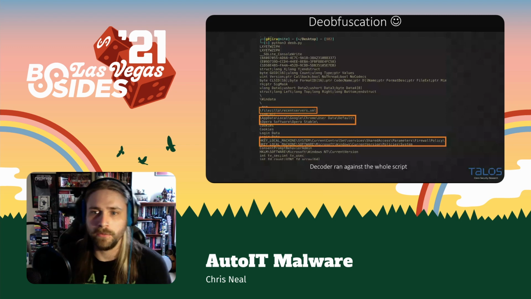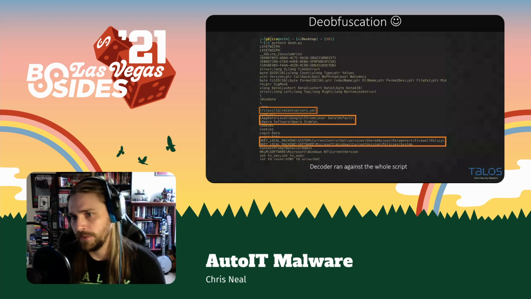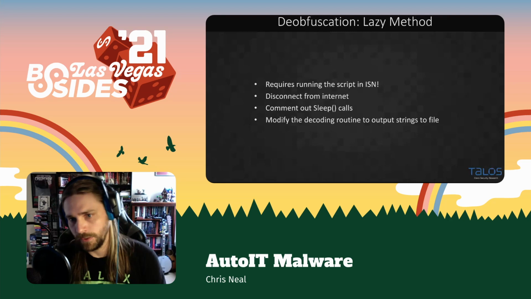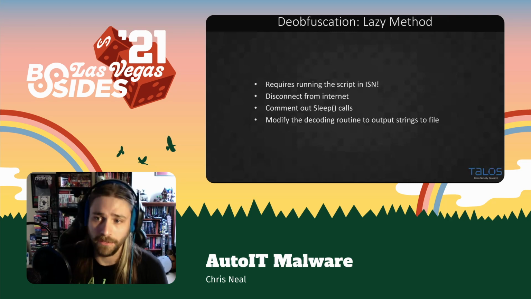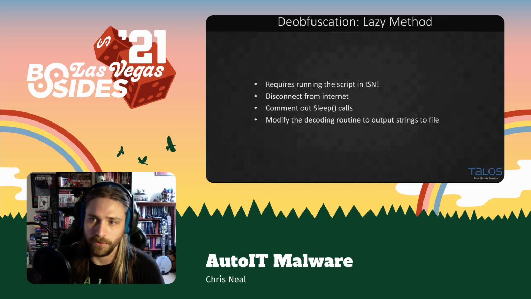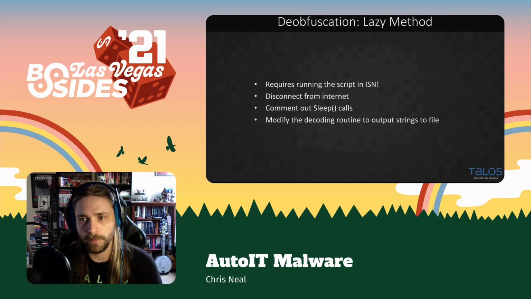And so there is a lazy way to deobfuscate this, but I don't recommend doing this if you feel that you shouldn't be running the malware, because you do have to execute it. And so you want to make sure if you're doing this, you disconnect the VM from the internet. And the way this works is that we're going to be removing any calls to the sleep function and then run the script in ISN Studio with some minor modifications to the decoding routine.